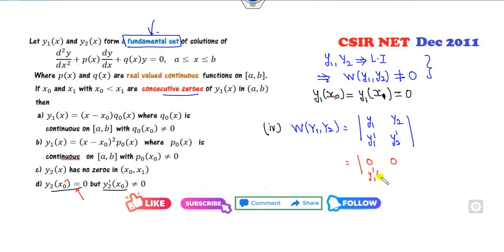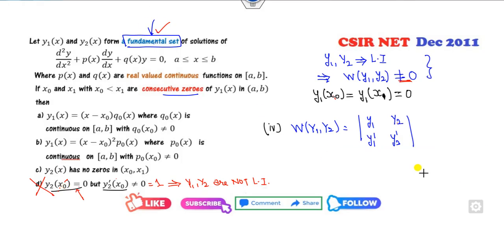if I assume this number is my 0, y1 x naught we don't know, y2 x naught we don't know. Fine, it is a non-zero, so let's say this is a 1. So if it is a 1, what is the determinant of this? 0, but we need a non-zero. So if this condition happens, it means y1, y2 are not LI. Fine, but it is already given that this is LI, so this option is cancelled.